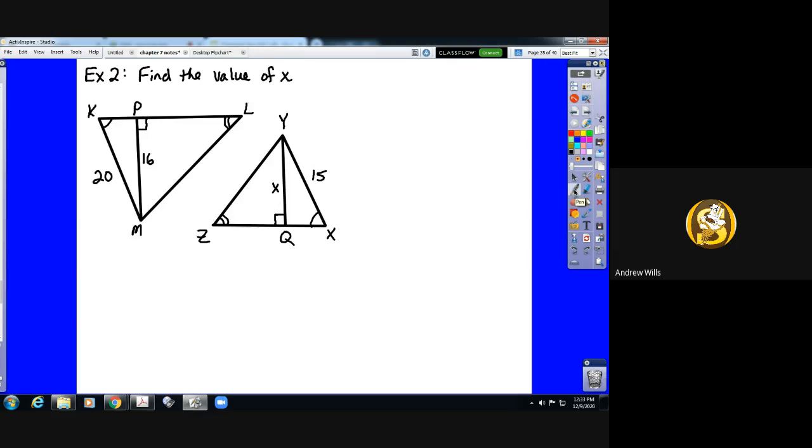So then the next thing is, which one of our 3 similarity rules, angle-angle similarity, side-angle-side similarity, or side-side-side similarity, do we have shown in this picture? Because we weren't given a similarity statement. So which one of those rules guarantees that these are similar triangles? Is it side-side-side? Is it side-angle-side? Or is it angle-angle? Which rule?